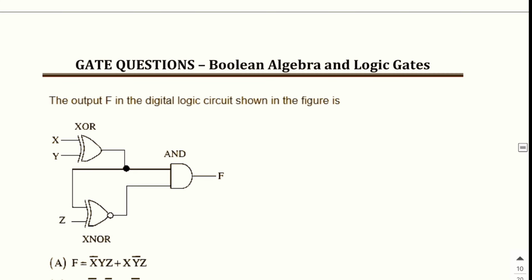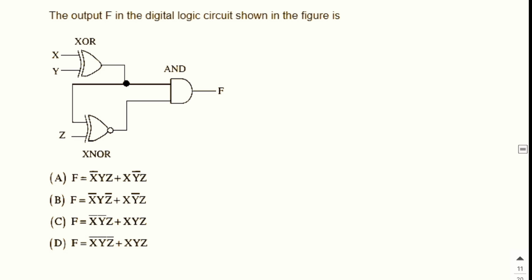Let's move to the next question. In this question we have again some circuit with the logic gates. So we have to find out the output, that is F. So we know that this first gate is an XOR gate. So this is X XOR Y.